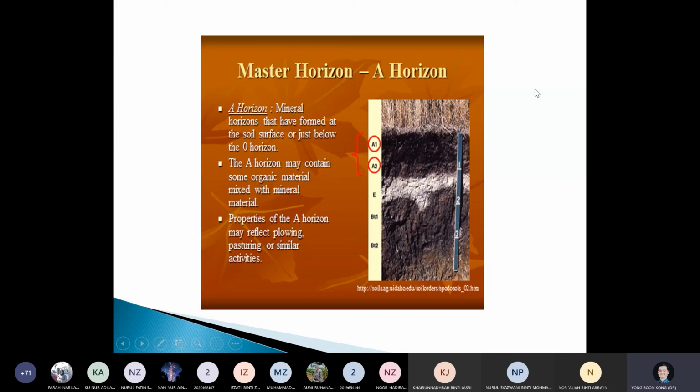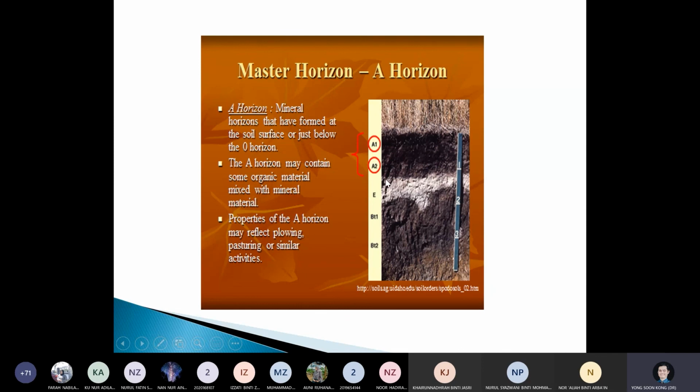And why are they black in color? Because this black color is due to the presence of organic matter that was deposited from the O horizon. Because if you remember what I said earlier, the water weathering process is going to transport the dissolved organic matter from the O horizon downward to the A horizon. So this black color, this organic material, was actually from the O horizon. So that's why it was trapped in the sand of the A horizon and it becomes black in color, yeah.